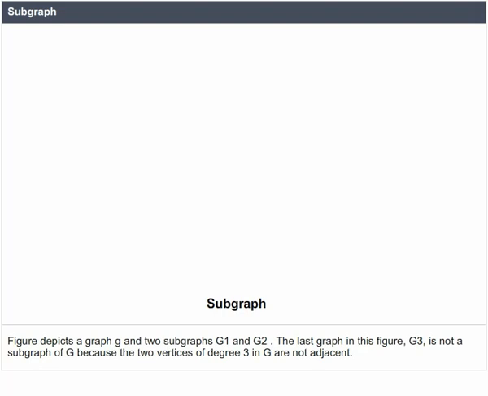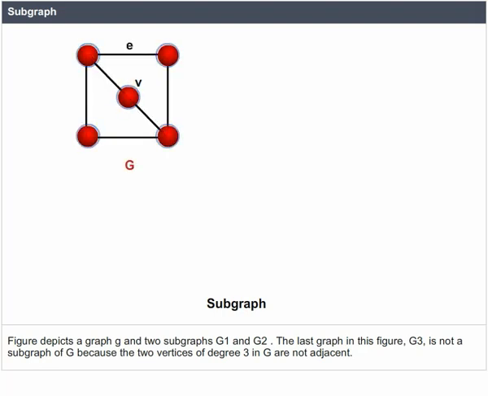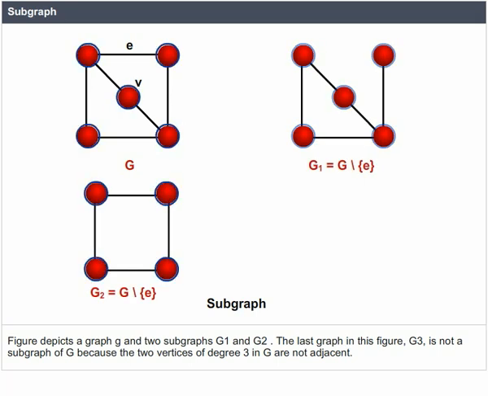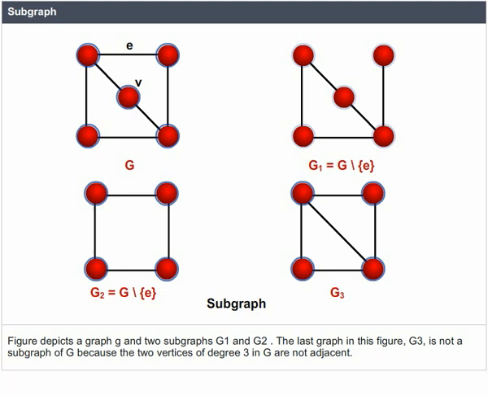Subgraph. Figure depicts a graph G and 2 subgraphs G1 and G2. The last graph in this figure, G3, is not a subgraph of G because the 2 vertices of degree 3 in G are not adjacent.